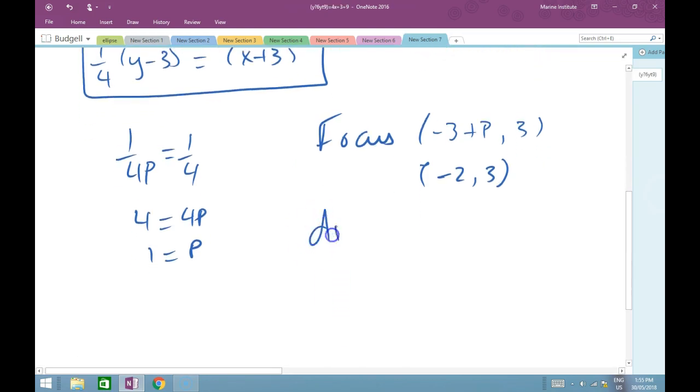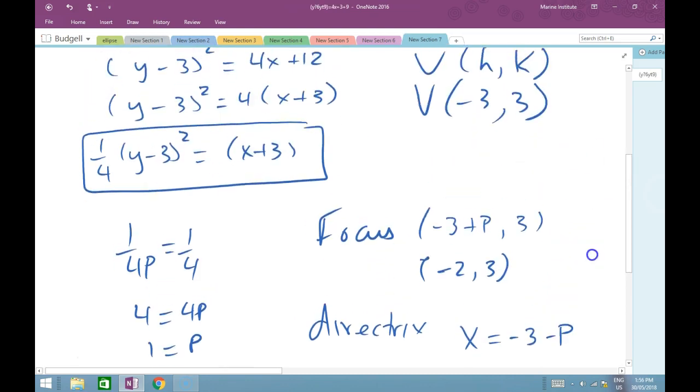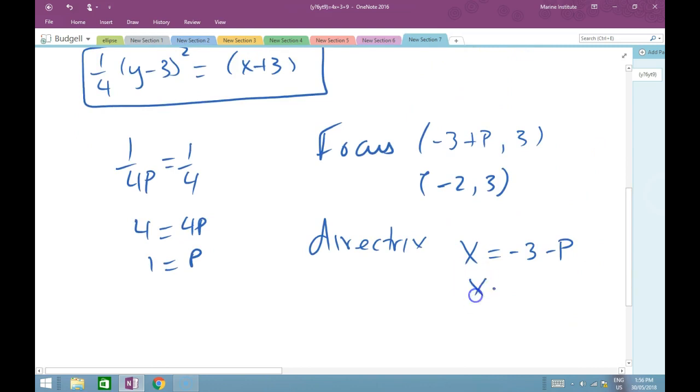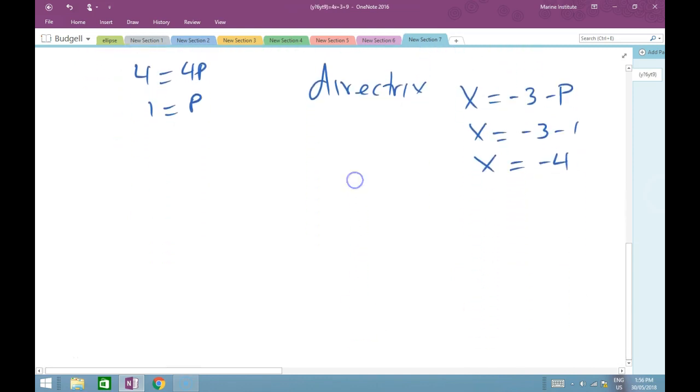The directrix is a straight line. In this case, because it's the x coordinate we're going to play around with, and because the x is linear, we go x equals negative 3 minus p. You keep the x coordinate of your vertex the same, and we subtract p. So this time we get negative 3 minus 1. So my directrix is x equals negative 4, which would be just a straight vertical line.